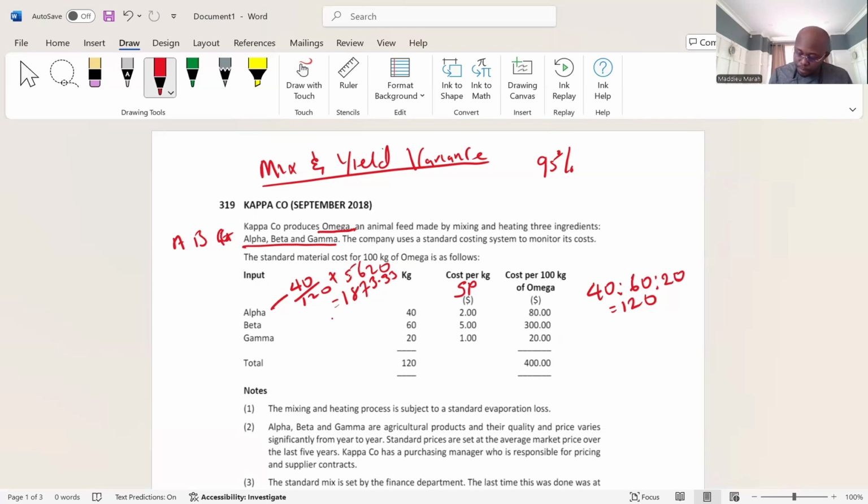Let me do it for beta. For beta, my standard kg is 60 upon the total of 120, multiplied by 5,620. What will that be?